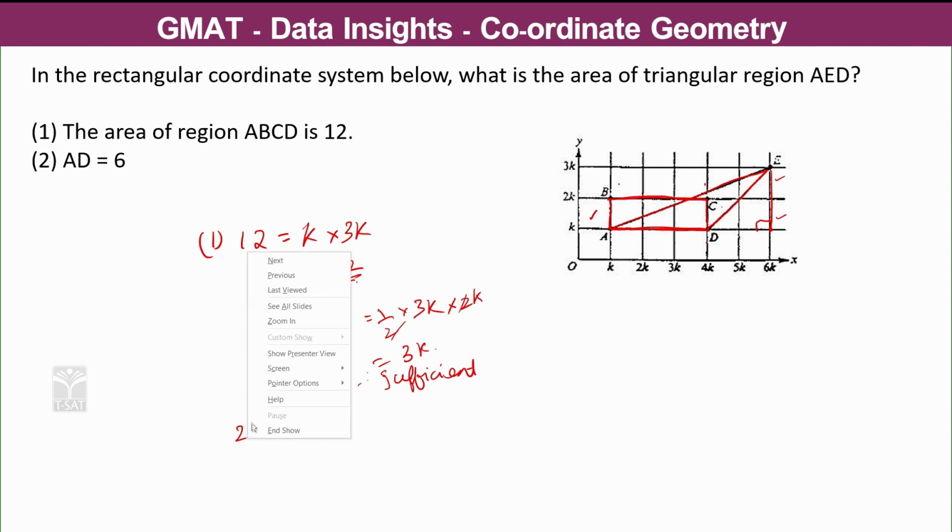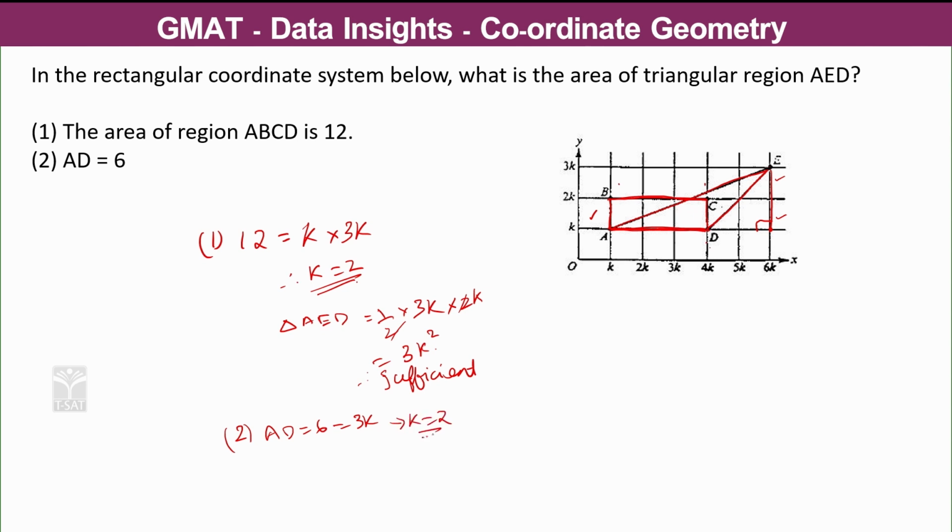Now, statement 2 tells us that AD is equal to 6. What is AD? AD is the base of the triangle, also a side of the rectangle, and it is also equal to 4k minus k, that is 3k, and all you have to do is substitute this, you can easily calculate the value of k, and you can substitute this into the equation for triangle AED, half base into height, and therefore you will get your answer. Therefore, this information is also sufficient to answer the question.